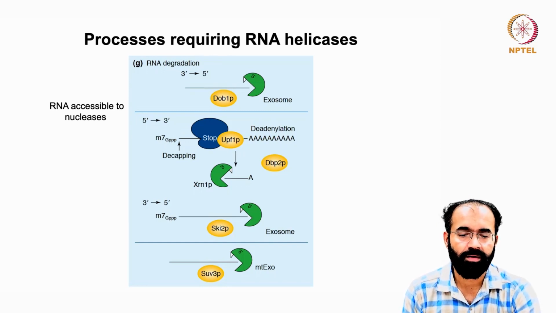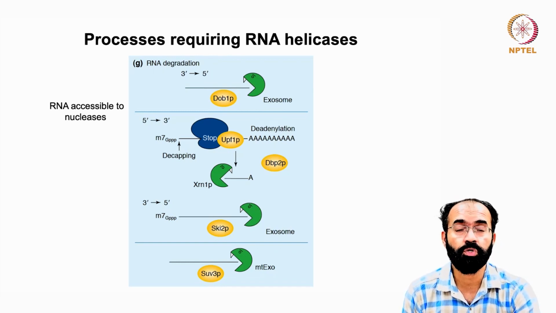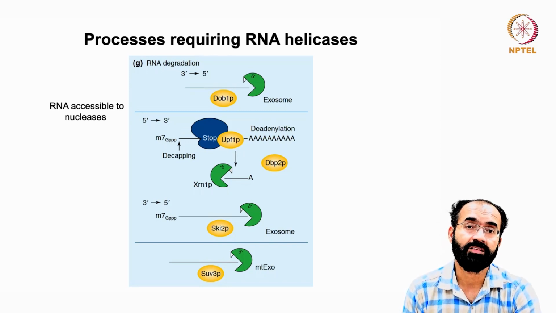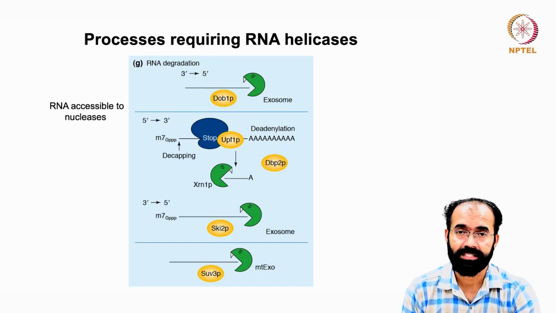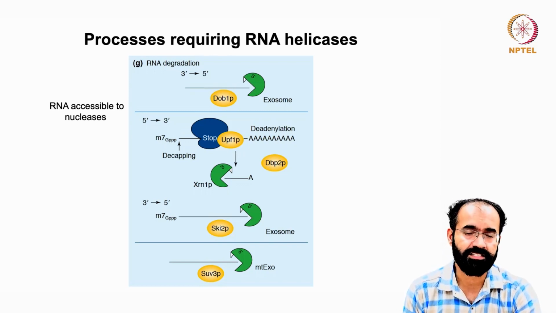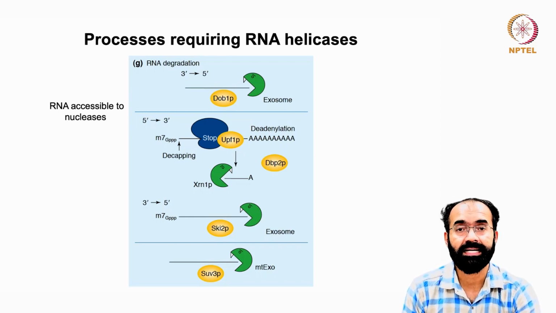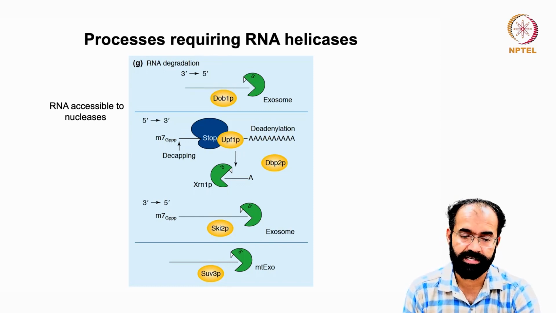You can see here one of the helicases, DOB1P, which is important for the assembly of the exosome. Exosome is a protein complex that causes the degradation of the RNA via the exonucleolytic method, that is cleaving from the 3' end, not from the 5' end. We will see more in detail about the RNA degradation, but for the time being we are just touching upon the enzymes from an RNA helicase point of view. We will see later what the enzymes are, how the decapping happens, etc., as a part of RNA degradation.